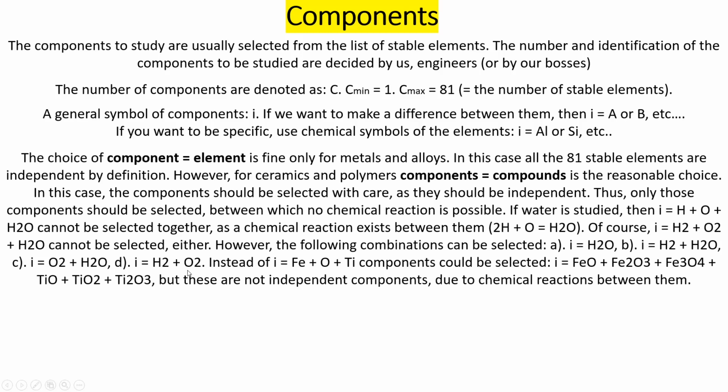Another example, if we are interested in iron, oxygen, titanium system from point of view of the ceramist, then we have the following compounds: FeO, Fe2O3, Fe3O4, TiO, TiO2, Ti2O3. But this is too much. Here we have 6 different oxides, and obviously you can write different chemical reactions between them.